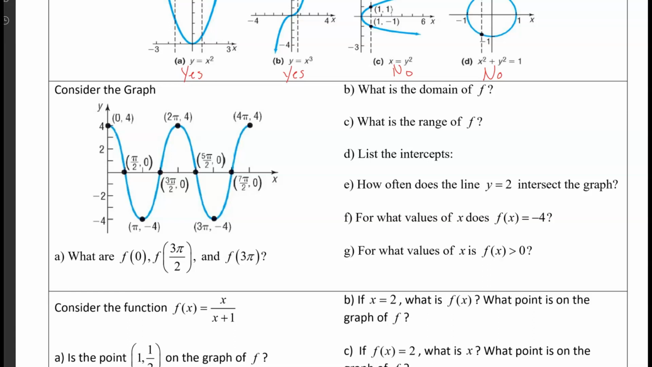So part A is reviewing function notation. Who remembers what variable the number inside of the parentheses after the function is referring to?